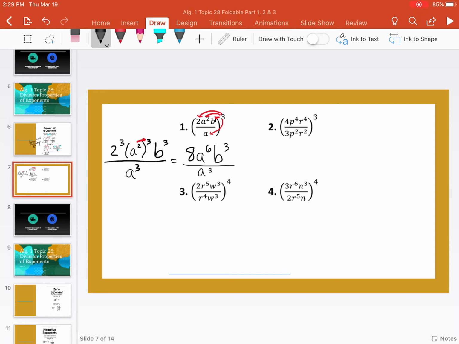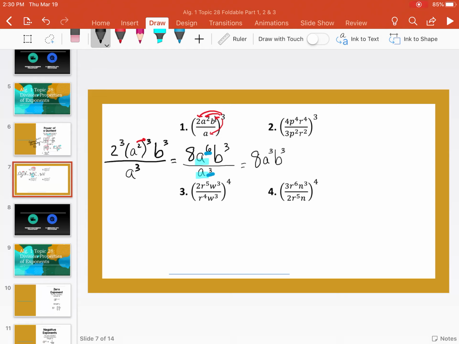But we're not done yet because we have the same bases here: a to the 6th and a to the third power, or a cubed. So we can subtract our exponents. If we have our 6 minus our 3, that gives us 8, a to the third power, b to the third power. And that is our answer.